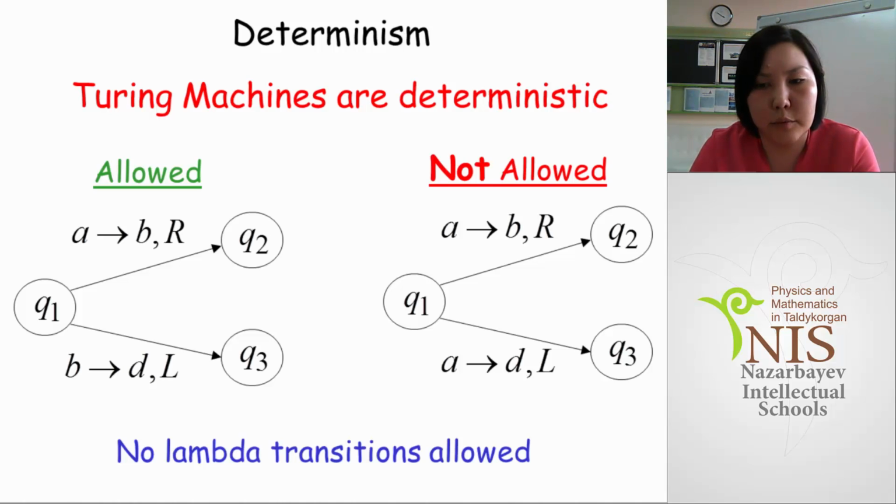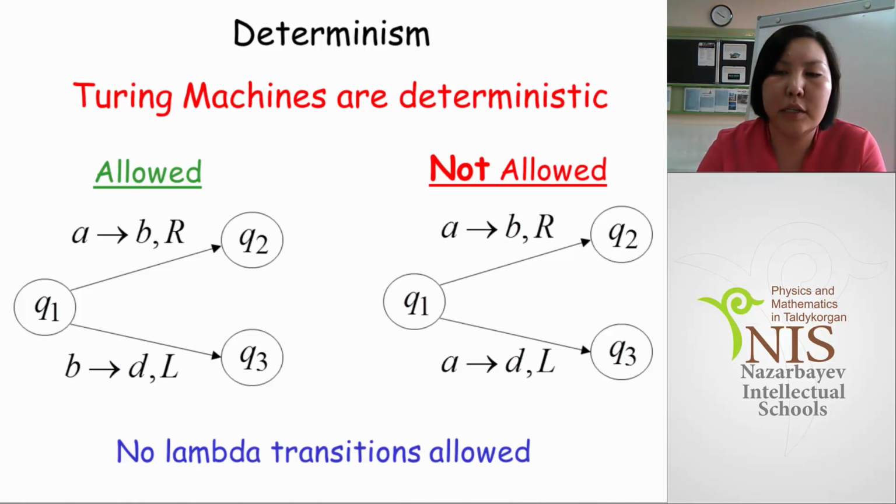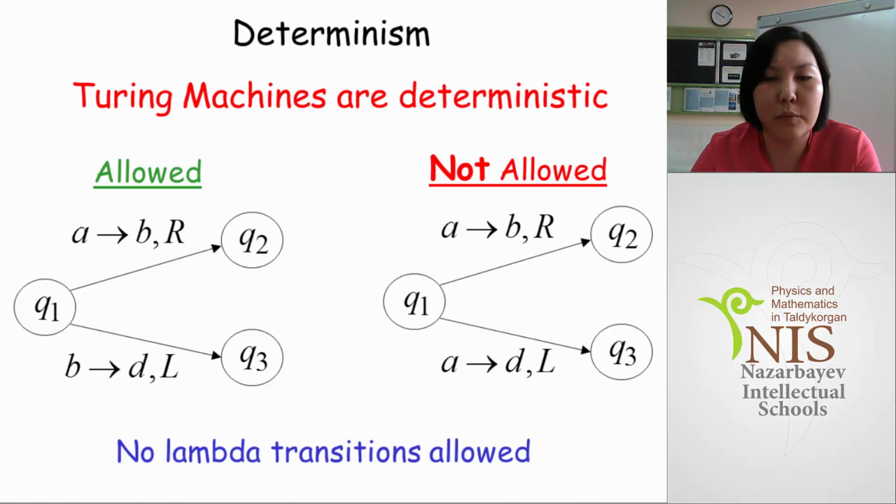Look at the diagram carefully. You can see here that there are two actions given for the same condition. If in the state Q1 it will see A, first action says that it has to change to B and go to right, and another operation says that it has to change to D and go left. Machine doesn't know what to do, and therefore this algorithm doesn't work.